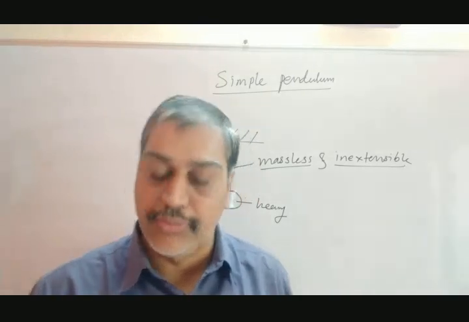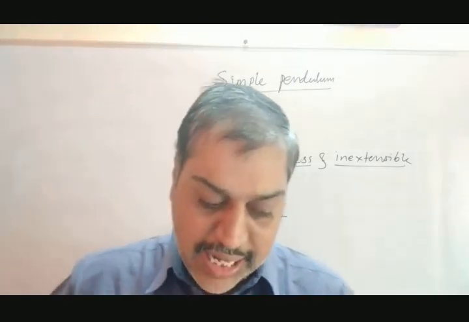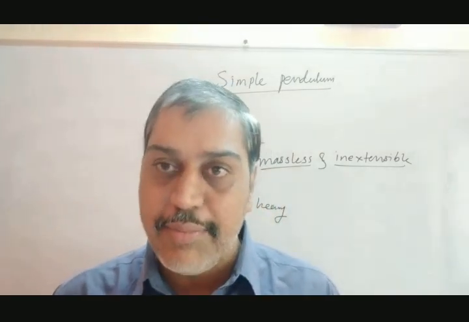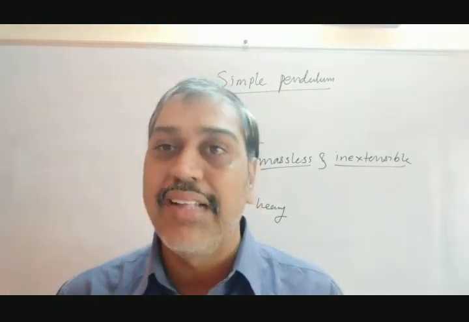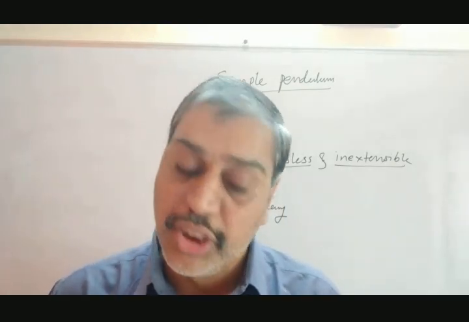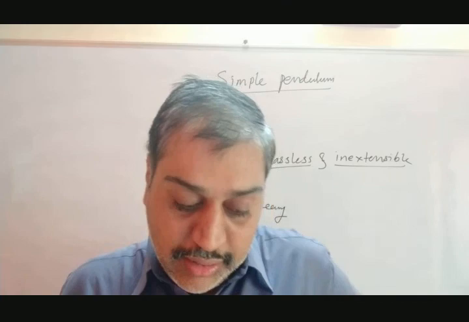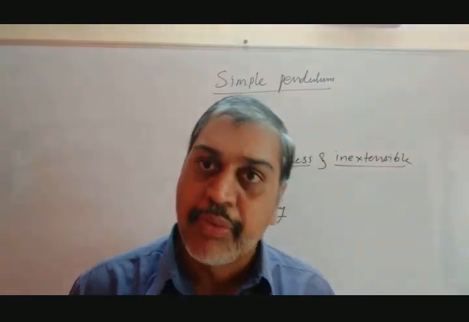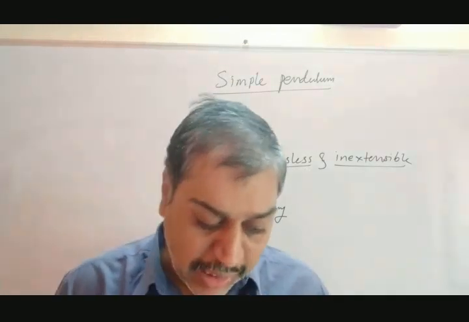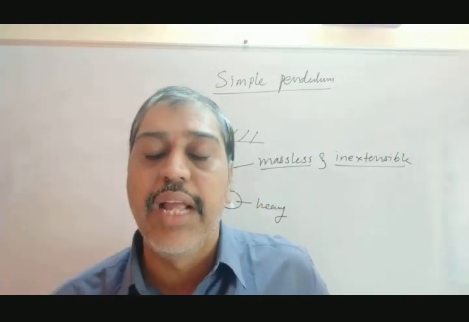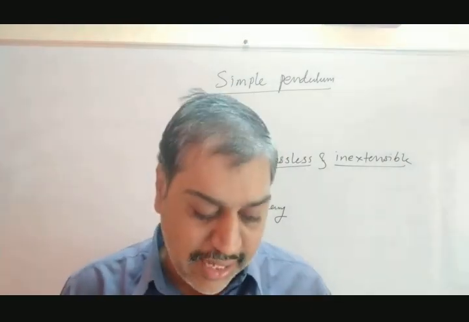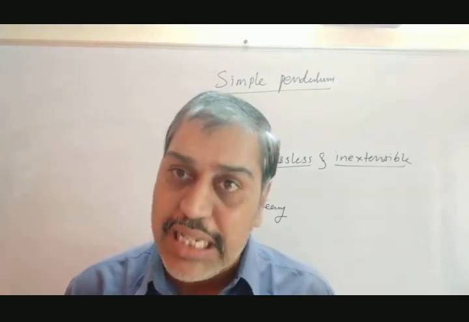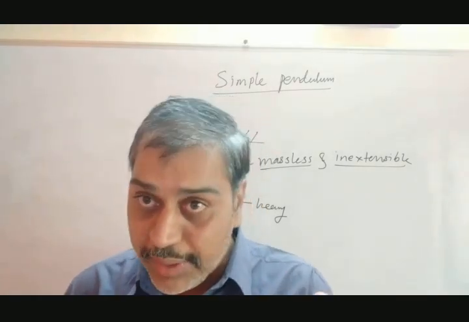So that is the definition for ideal simple pendulum: a heavy particle suspended from a rigid support with a massless and inextensible string, and at the other end the heavy mass is attached. That already we know. So that is the definition of simple pendulum. Practically, in the second paragraph they have given the definition of practical simple pendulum. What is that? Practical simple pendulum is small, not heavy.